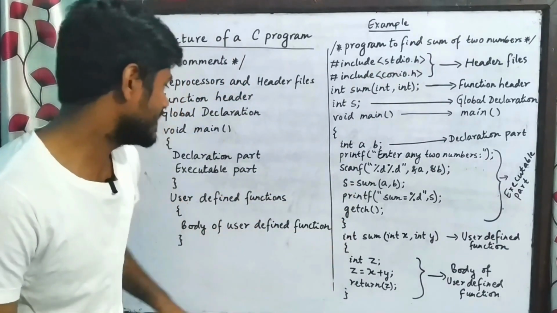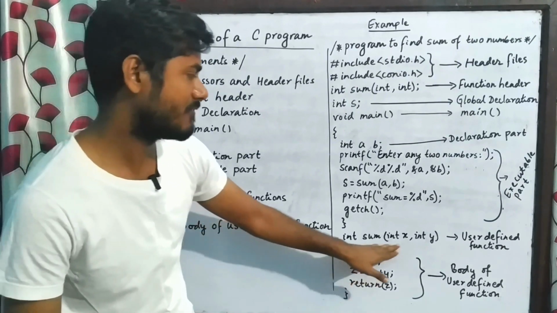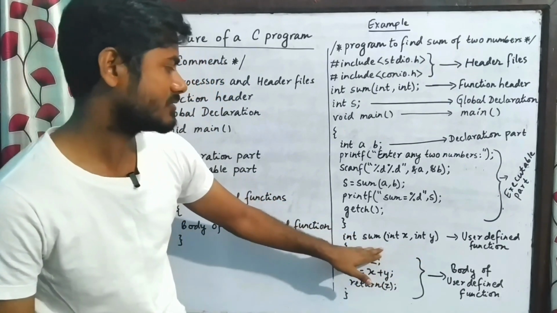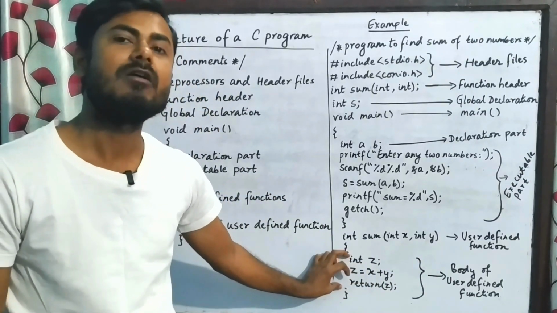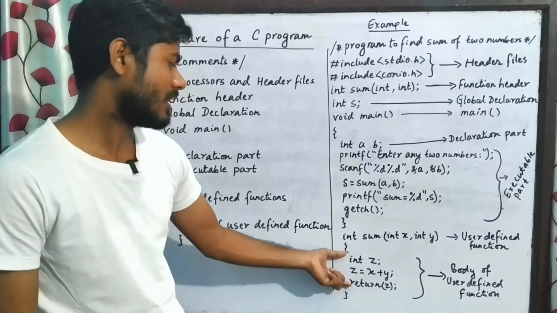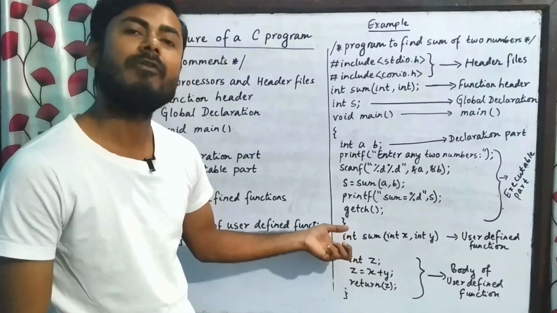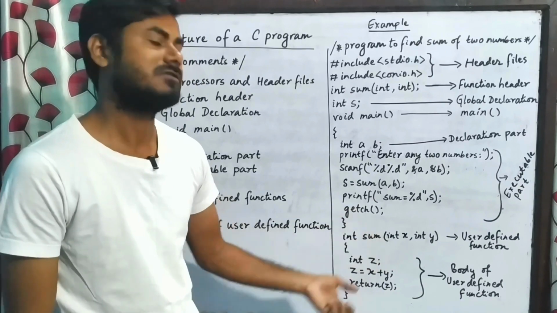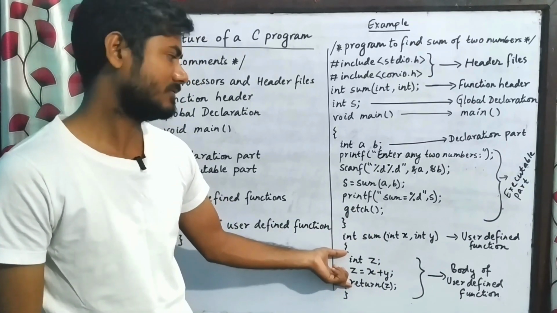Then after that, you can see there is a user-defined function. From here the user-defined function starts, and this is the body of our user-defined function. Whatever we write inside the body will be the definition of the user-defined function. That means we are defining the user-defined function here.